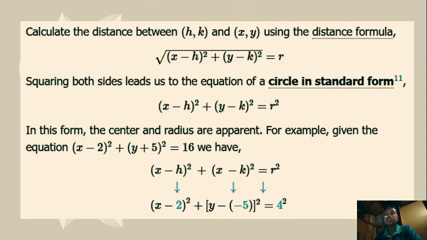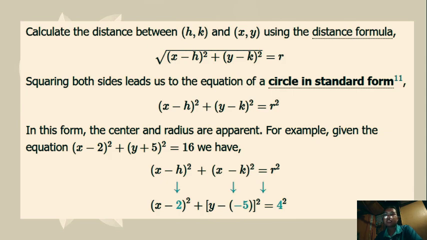Since the distance from the center to any point on the circle is always the radius, the small r, we set up the equation: the square root of the quantity (x minus h) squared plus the quantity (y minus k) squared is equal to the distance, or r.